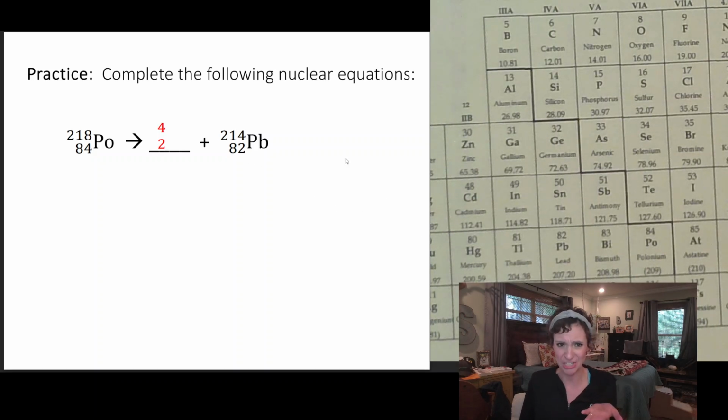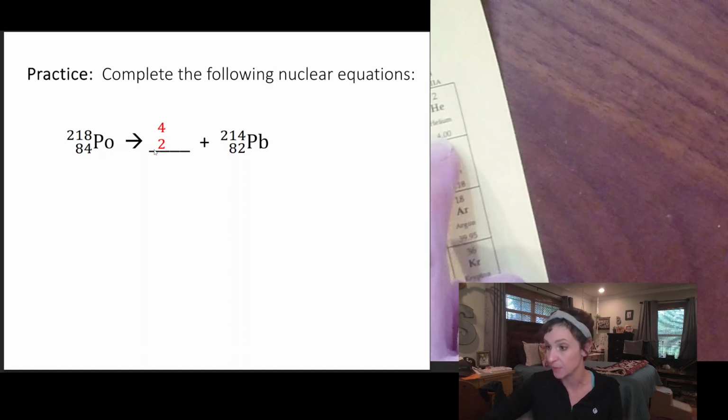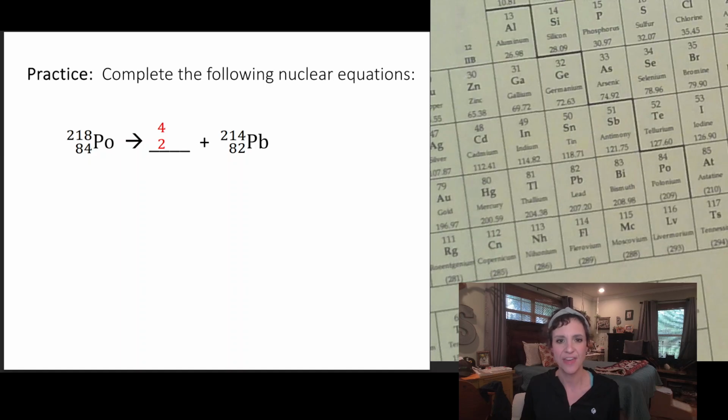So the first thing I'm going to do is fill in these numbers right here. 4 plus 214 gives me 218. And then 2 plus 82 gives me 84. And you're like, now how do I find this symbol? Well, this bottom number is your magic number. That's my atomic number. Who is atomic number 2? It's helium. So with that, I can immediately fill in helium, okay?